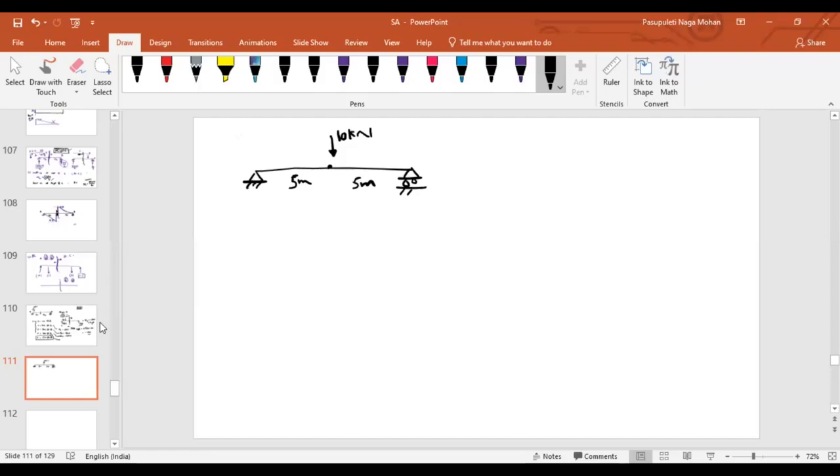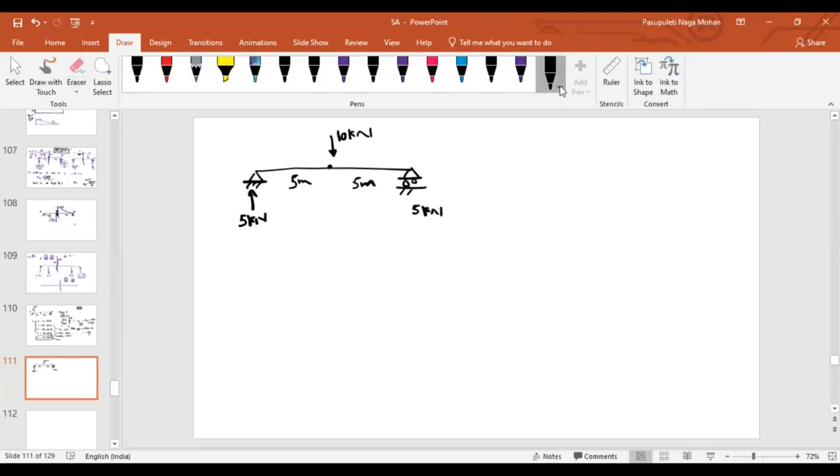Wherever there is a shear force, wherever there is a load, we cannot define the shear force exactly at that point. We have to define it either to the left or to the right. In this case, what about the support reaction? 5, 5 kilonewton.